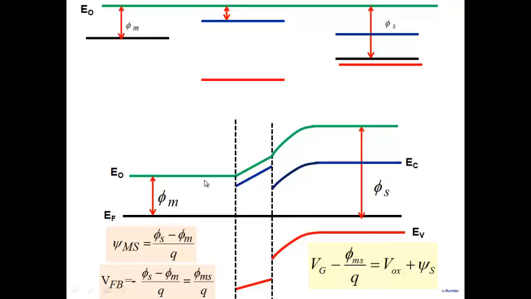And this is a band diagram at equilibrium. If I draw a band diagram with a gate voltage, let's say VG applied, then by the same process that we had used earlier, we can show that VG minus phi ms by q is equal to the drop across the oxide plus the drop in the semiconductor. So this is the fundamental equation that we had derived here.